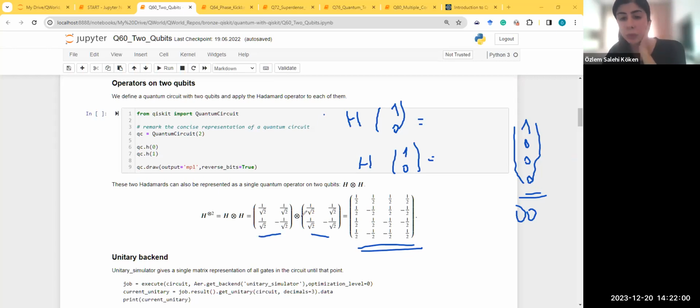And how do you get the tensor product of matrices? You take this entry, multiply it with this matrix, and it goes here. And then you take this entry here, multiply it with this matrix to get this part. And so on. You see the only difference is here, because this is with minus. So we have minus signs here.